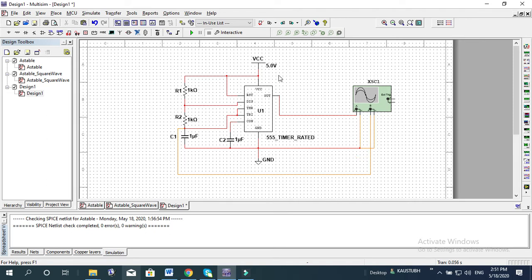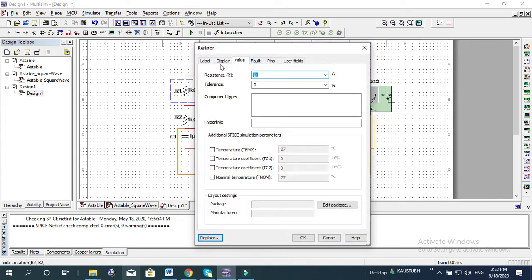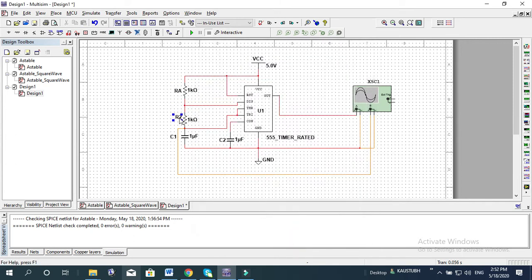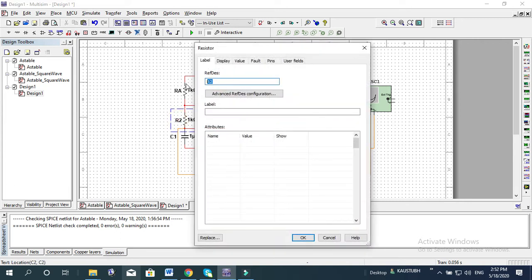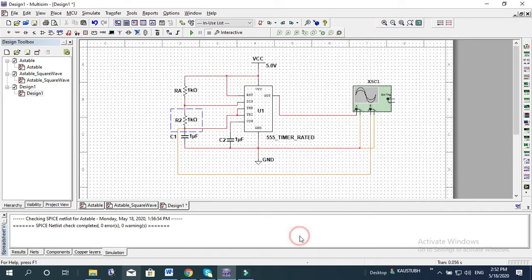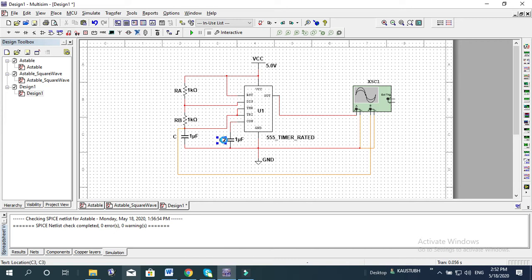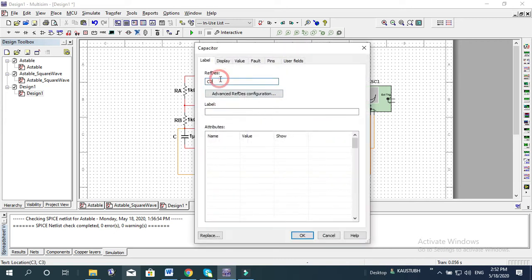Okay, now change the level. Suppose this I'm making as your level as RA, then this I'm changing it as RB, then I'm making it as C only, this I'm making as C1.